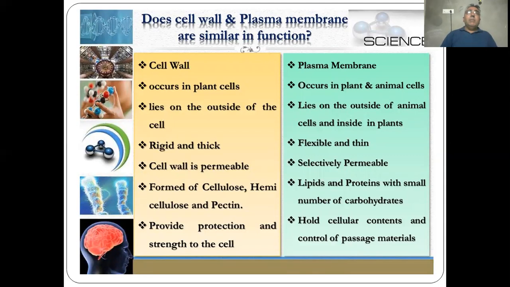What is the difference between the plasma membrane and the cell wall? The cell wall occurs in plant cells, lies on the outside of the cell, and is rigid and thick. The cell wall is permeable, formed of cellulose, hemicellulose and pectin, and provides protection and strength to the cell. The plasma membrane occurs in plant and animal cells, lies on the outside of the animal cell and inside the cell wall in the plant cell. It is flexible and thin, a selectively permeable membrane made of lipid and protein with a small number of carbohydrates. It holds cellular contents and controls the passage of material.